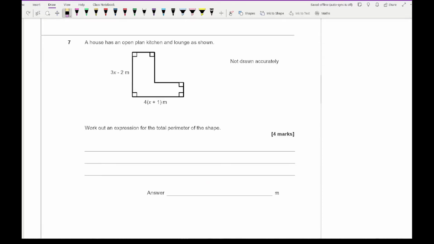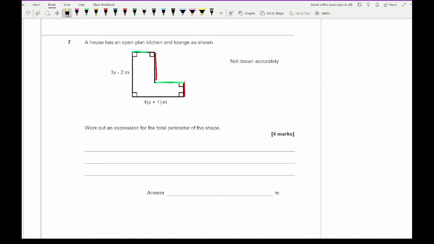Now looking at question 7, it says that a house has an open plan kitchen and lounge as shown. It says work out the expression for the total perimeter of the lounge. Now, like with most area and perimeter questions, you kind of need to work out what all the other missing sides are. However, this is going to be very difficult because I don't know what the length of this length here is, or this length here is. I know what the total distance is. And I also don't know what this length is or this length.